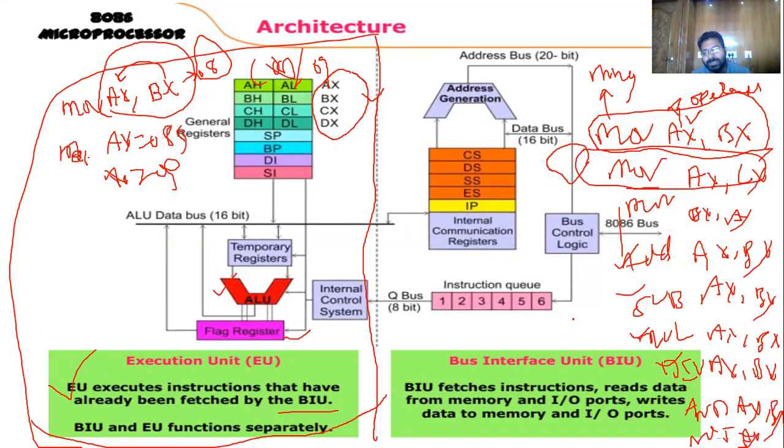So what is the function of this bus interface unit? The bus interface unit fetches the instructions, reads data from the memory and I/O (input/output) device ports, and writes data to the memory and input/output devices. It's simple, you cannot confuse that. The execution unit gives commands to the bus interface unit: if there is any instruction, the bus interface unit fetches the required information from the memory for the execution unit, to execute that instruction.